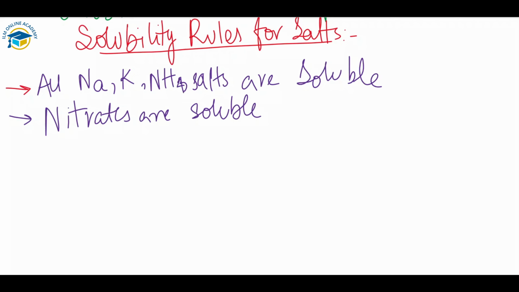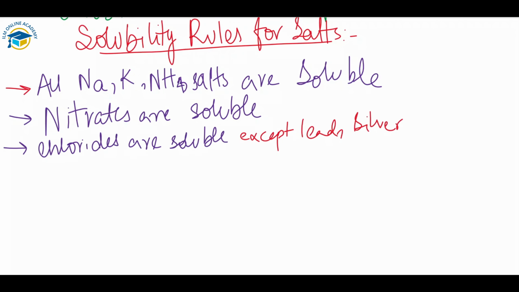Next, chlorides are soluble except lead and silver. The salts made by lead and silver with chloride are insoluble. Other than that, all the chloride salts are soluble, like sodium chloride is soluble, but lead chloride and silver chloride are insoluble salts.